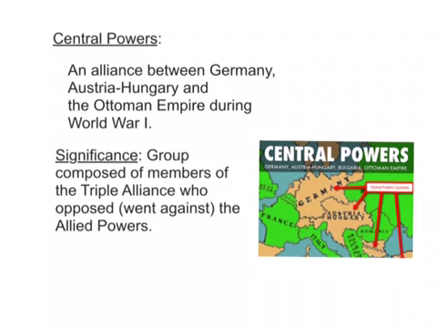Our next key term is Central Powers. This is an alliance between Germany, Austria-Hungary, and the Ottoman Empire during World War I. The significance is that this group was composed of members of the Triple Alliance who opposed or went against the Allied powers. Make sure that you're drawing a picture, using this example, or using key terms in the far right-hand side of your vocabulary chart.